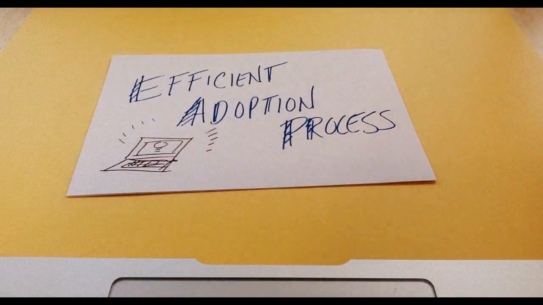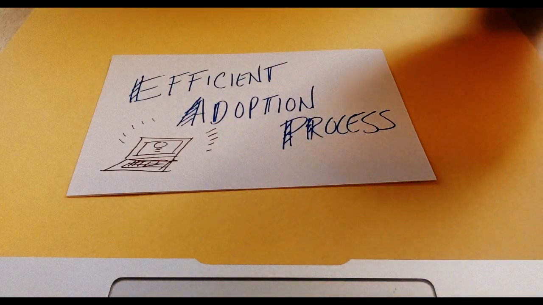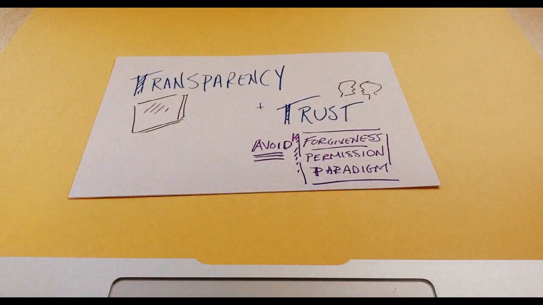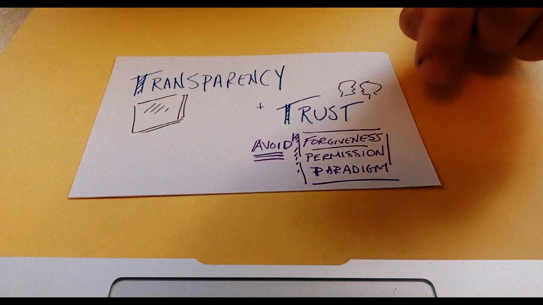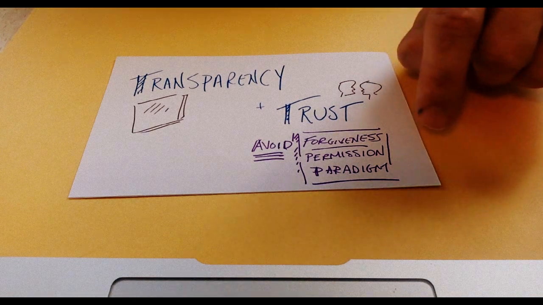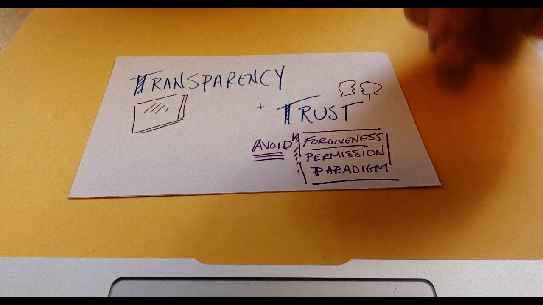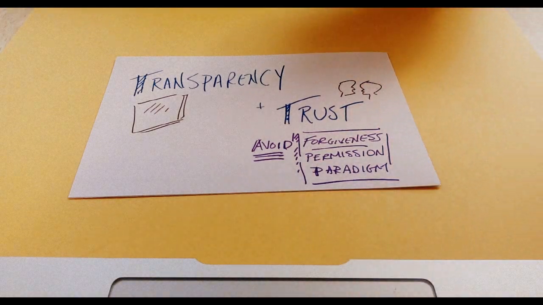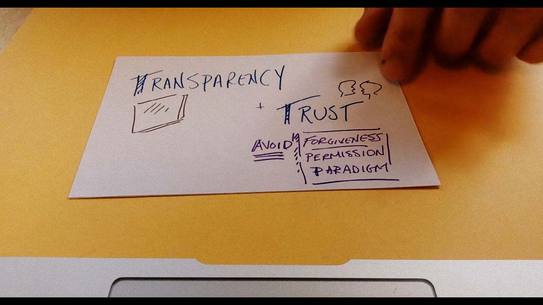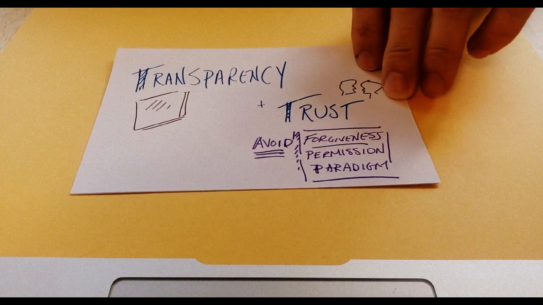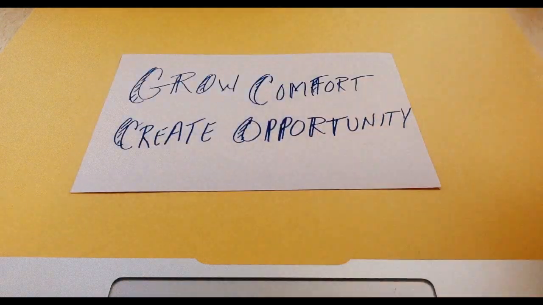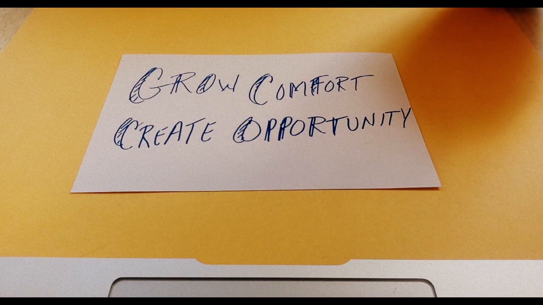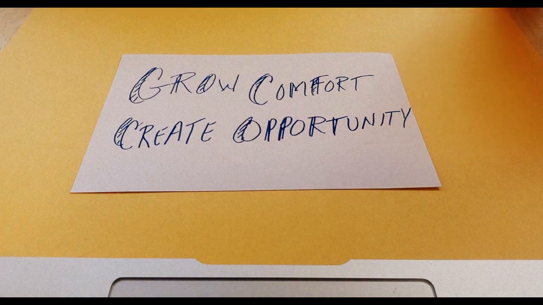Ultimately, you want to have an efficient educational technology adoption process. You want to avoid the paradigm of it being easier to ask for forgiveness than permission. You want to flip that. You want it to become easier to ask for permission than it is to ask for forgiveness. We can do that through transparency and trust and getting all stakeholders involved in the process using common sense approaches. Because really what we want to do is grow comfort so that we can create better learning opportunities.